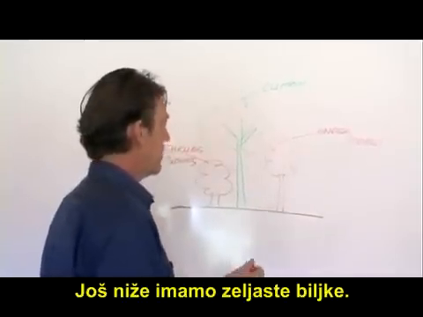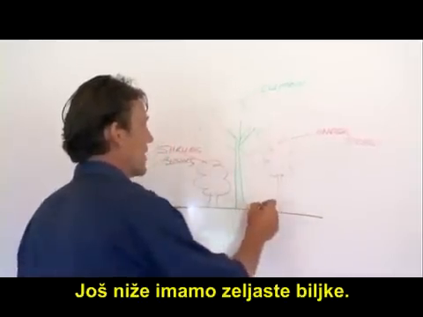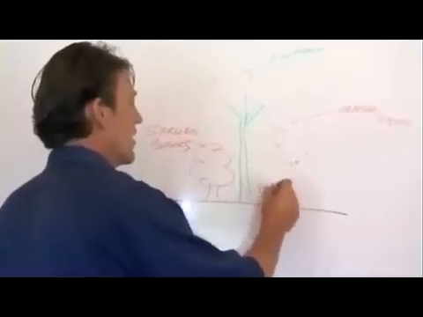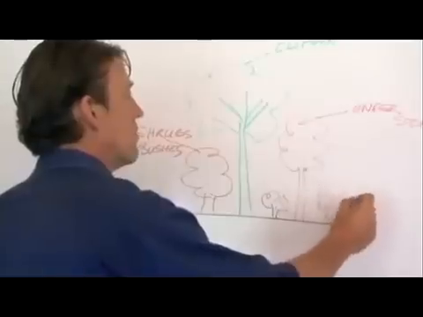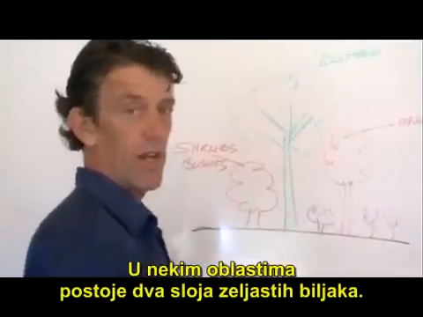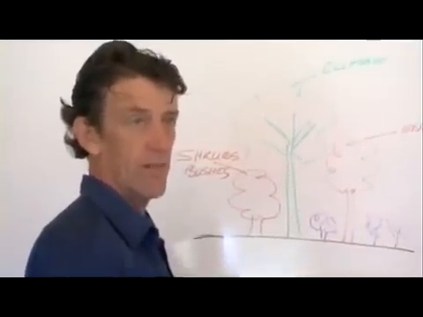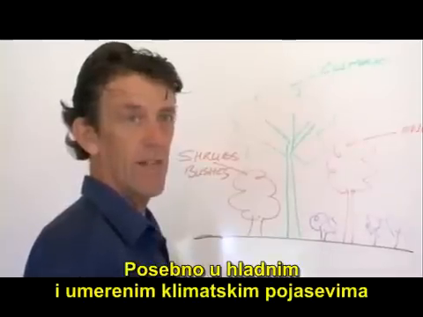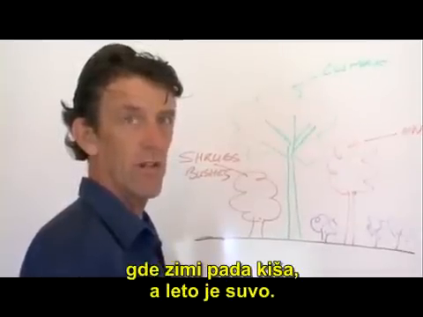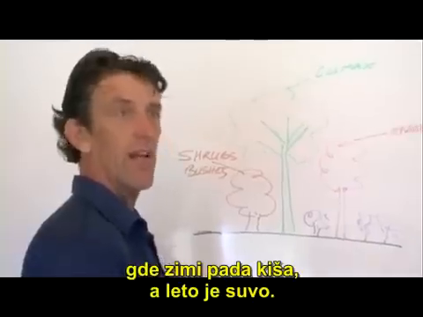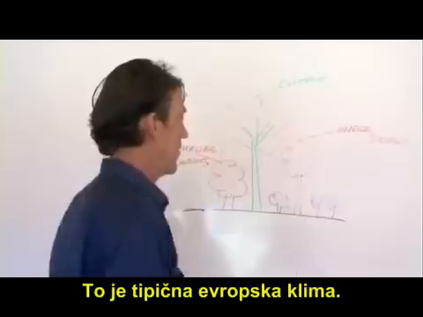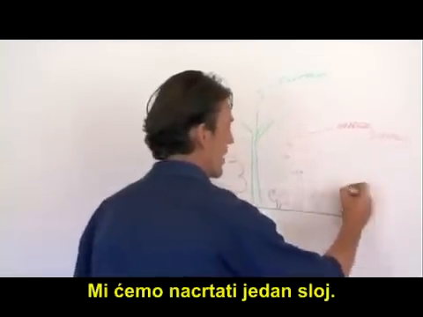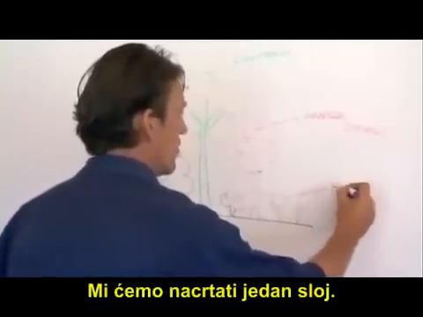Then lower down we end up getting into herbaceous plants, little plants that don't have any wood. In some climates there's two layers of these, especially the cold climates. The cold temperate climates that have winter rain and summer dry can have two layers of herbs, the typical European climate. But we'll just put it in as one layer. So then you have the herbs.